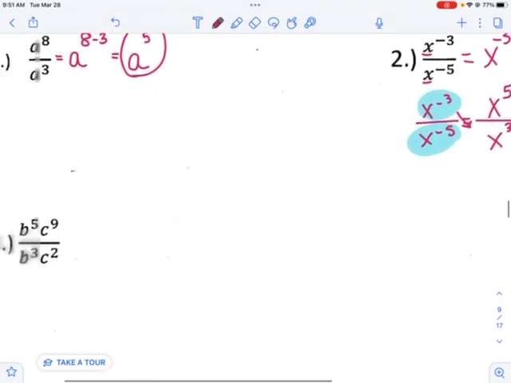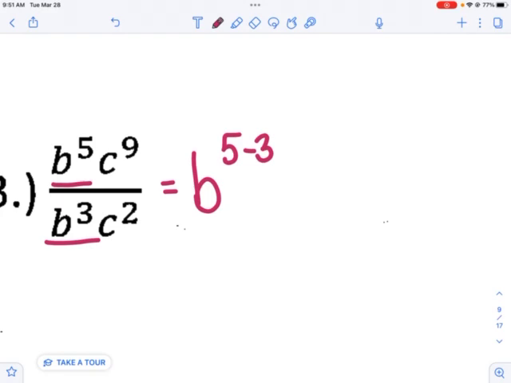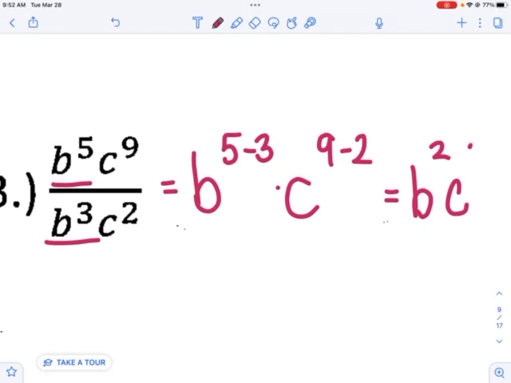All right, that was number 2. Let's look at number 3. Now I have 2 different like bases, right? I have b to the 5th and b to the 3rd. I can write that as b to the 5 minus 3 if I apply that quotient rule, times c to the 9 minus 2. And if you subtract those, you should get b squared times c to the 7th. There's your final answer. Again, you could expand and cancel the like bases.